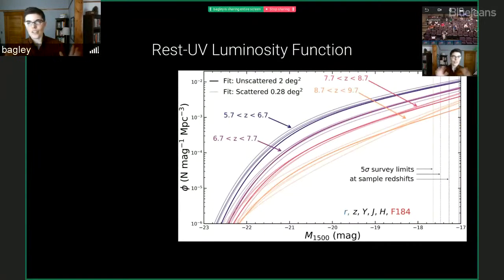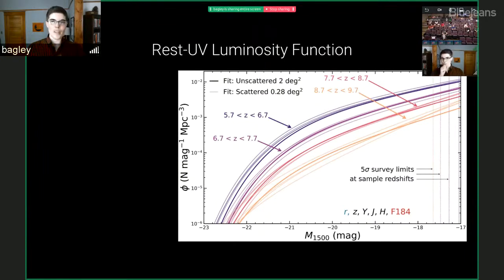So now I want to show a few of our results from the luminosity function. This is showing luminosity functions measured in, again, a single Roman pointing using all 6 filters, and at redshifts 5, or about 6, 7, 8, and 9, decreasing in density and color. The thicker colored line in each redshift bin shows the fit to the unscattered full light cone. So this would be the true luminosity function with 100% completeness and 0% contamination.